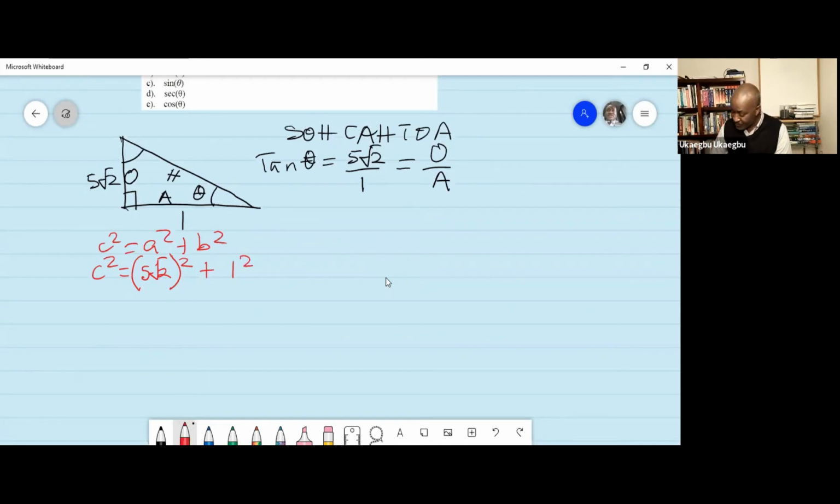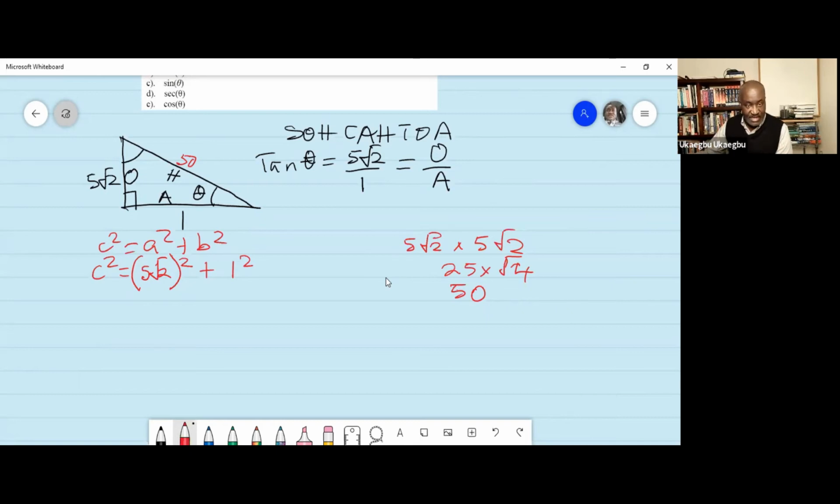So now, this is going to be 5 root 2 multiplied by 5 root 2. 5 times 5 is 25. Square root of 2 times square root of 2 is the square root of 4, and the square root of 4 is 2. So 2 times 25 is 50. So this side is 50.